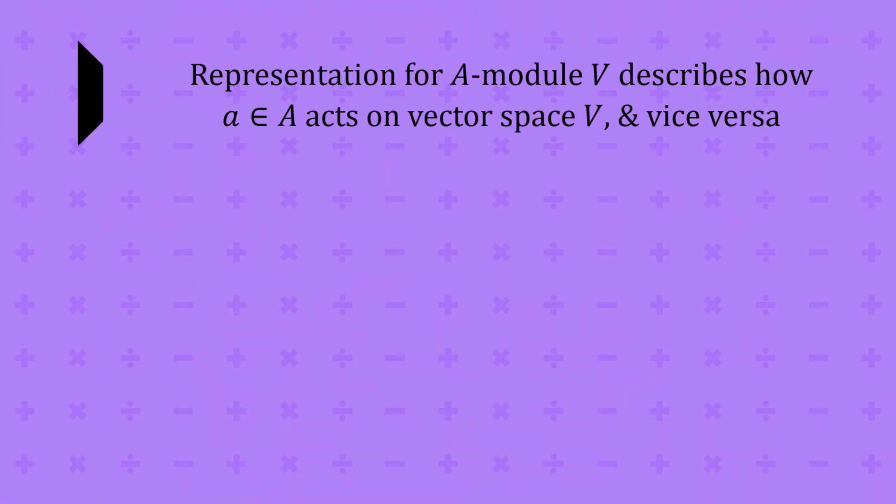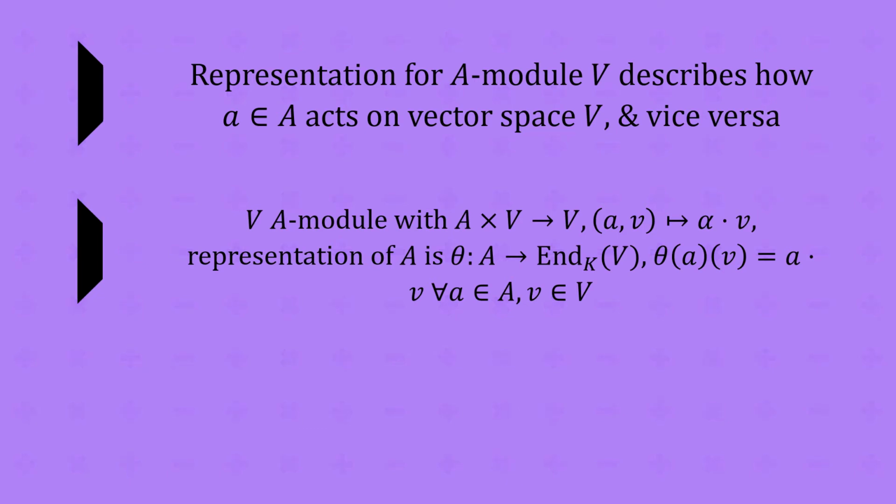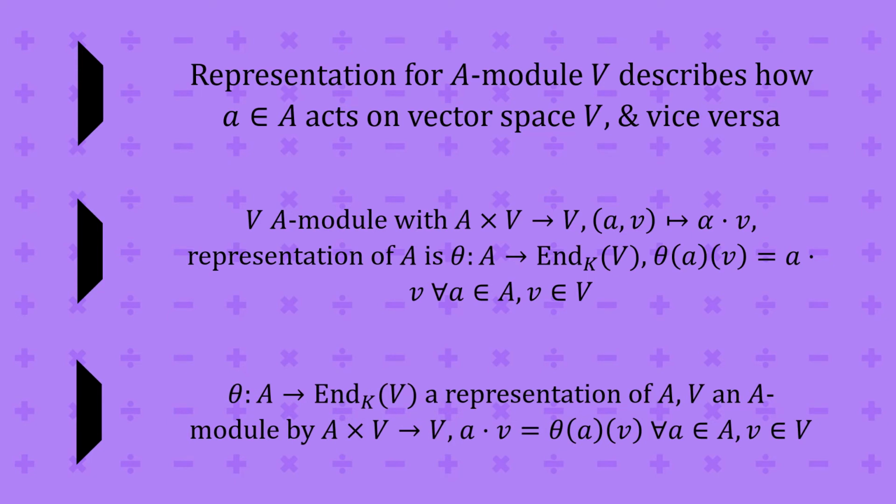Now let's describe how representations relate to modules. Informally, the representation corresponding to an A module V describes how an element a in A acts linearly on the vector space V and vice versa. Formally, if V is an A module with A action from A times V to V given by a dot v, then a representation of A is given by theta from A to the K endomorphisms of V, sending theta of a of v to a dot v for all a in A and v in V.